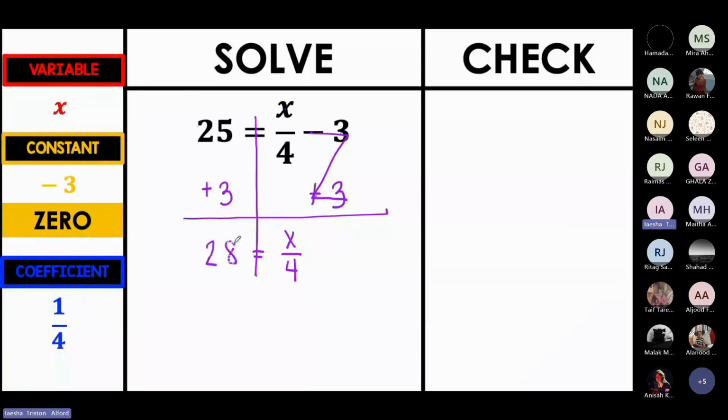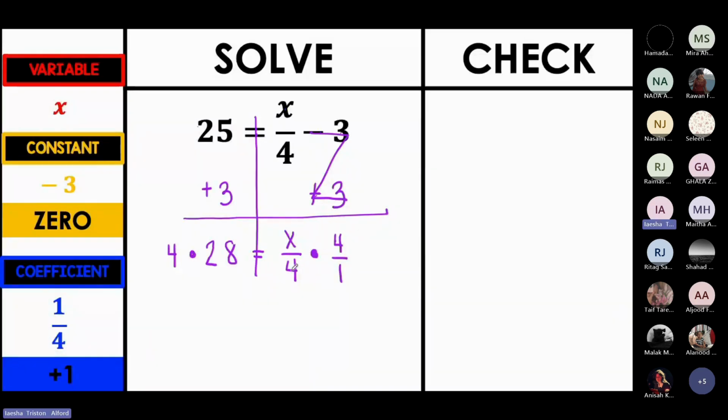The coefficient, we want to make it what number? Positive 1. How do we do it? Multiply by the flip, both sides. So positive 4 over 1, or you can multiply just positive 4. It's the same.